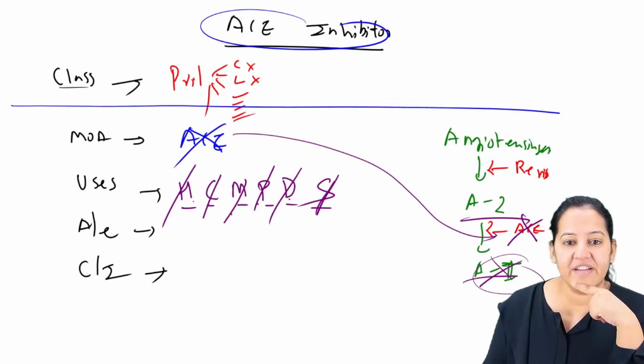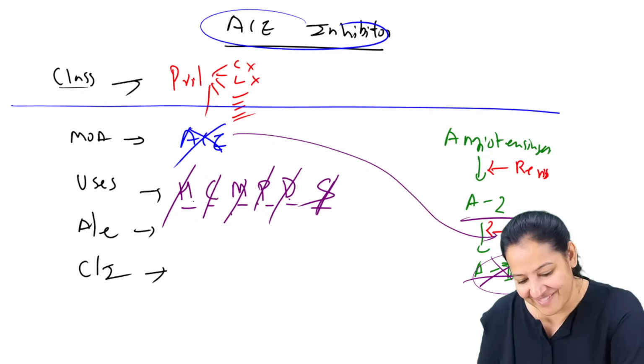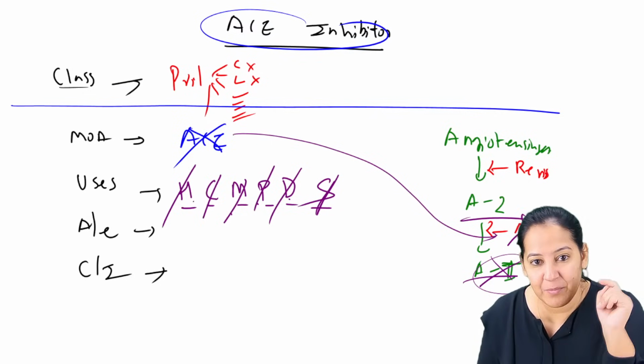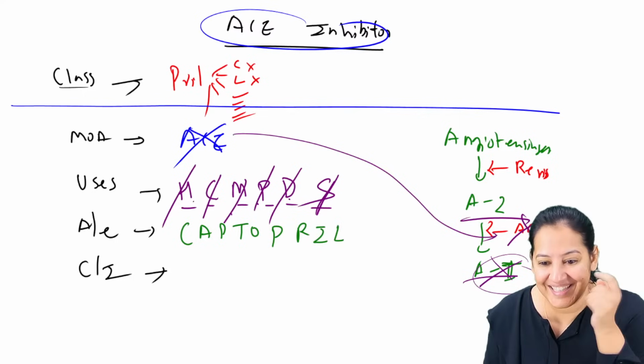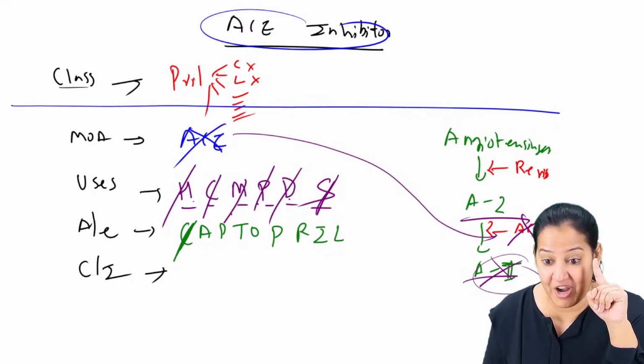Okay. Adverse effect, I'm having a mnemonic for you. Again, I'm having a mnemonic. What is the mnemonic? The mnemonic is captopril. Okay. Say the full form. C is cough. Patient have cough.